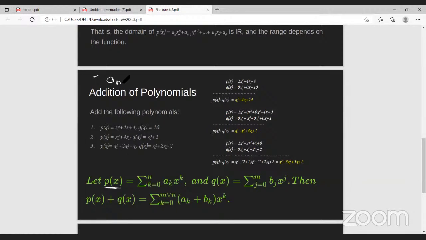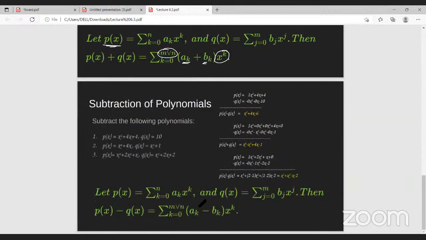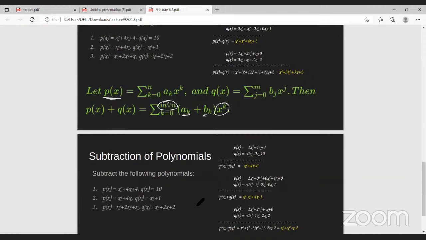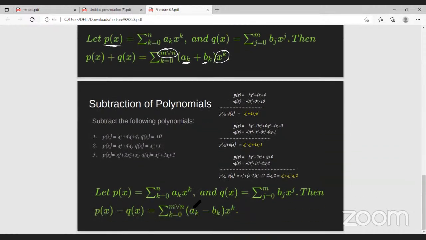So it will be of this form only, like a n x to the power n plus and so on. And here, what does it indicate, m or n, whichever is greater? The highest degree of these two, m or n, right? And here we are simply adding the coefficients which have the same degree. Same in the case of subtraction also, just we will replace it by a k minus b k x to the power k plus a k minus 1 minus b k minus 1 x to the power k minus 1, like that.